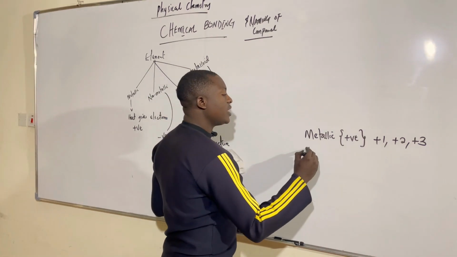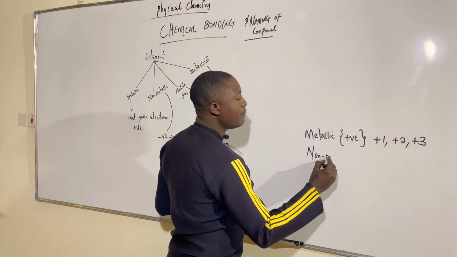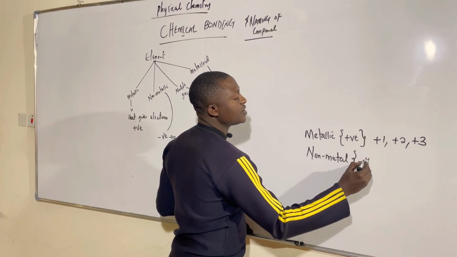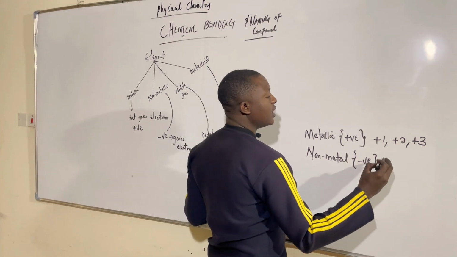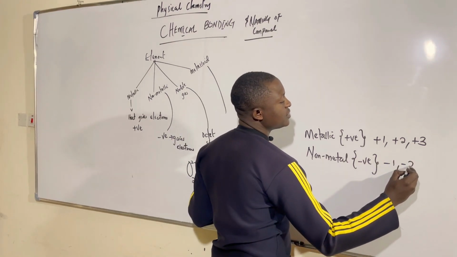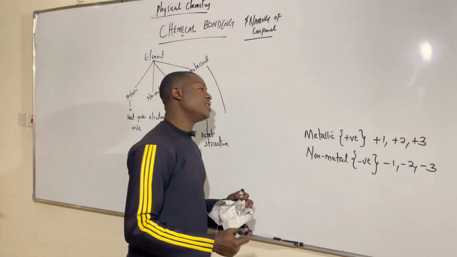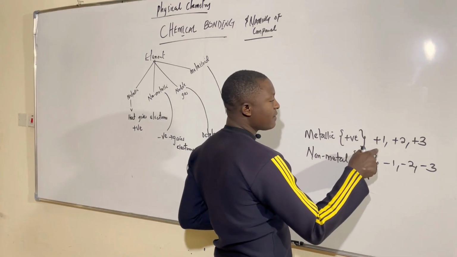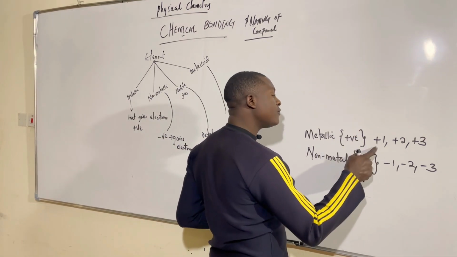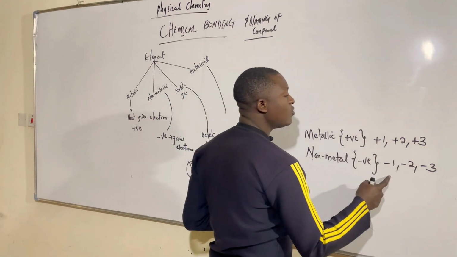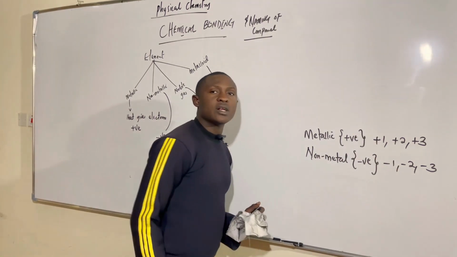Then the other one is the non-metal. For the non-metal, if they receive, they become negative. An element can receive 1, 2, or 3, which means the maximum is 3. For the first 20 elements, metals can give 1, 2, or 3, and non-metals can receive 1, 2, or 3.